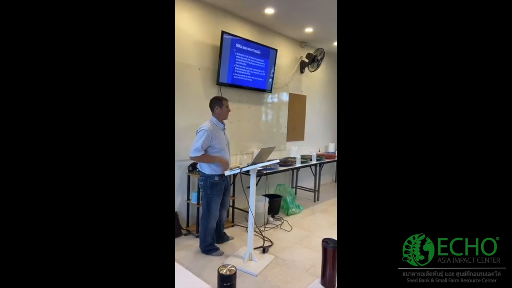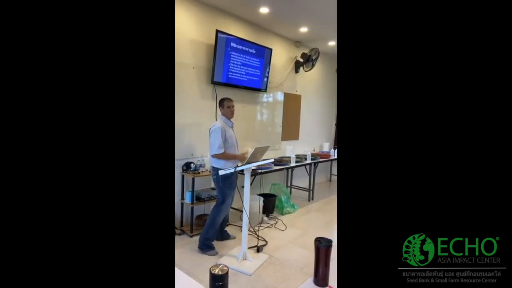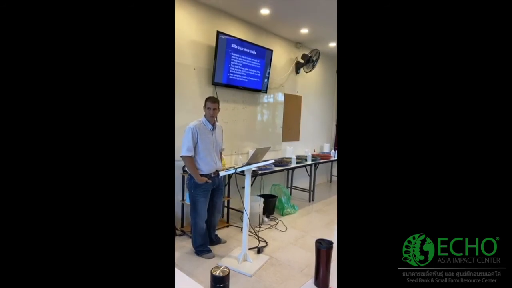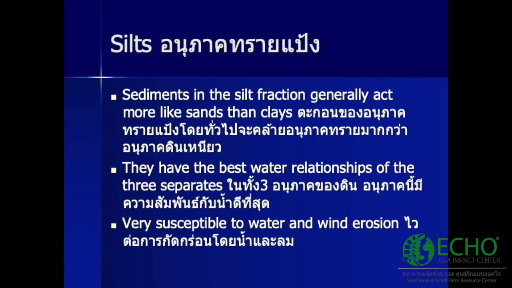คือใน 3 อนุภาคเมื่อกี้นี้ อนุภาคทราย อนุภาคทรายแป้ง แล้วก็อนุภาคดินเหนียวใช่มั้ยครับ อนุภาคทรายแป้งจะมีความสัมพันธ์กับน้ำในดินดีที่สุด ถือว่าทำหน้าที่ได้ดีที่สุด But silt is very susceptible to erosion. แต่ว่ามันจะไวต่อการกัดกร่อนของน้ำ อากาศ หรือลมนะครับ Sorry, what do you mean by the best water relationship? So the best water relationship means it has good water holding capacity. It doesn't just go straight through like sand, but it also doesn't become this mucky.